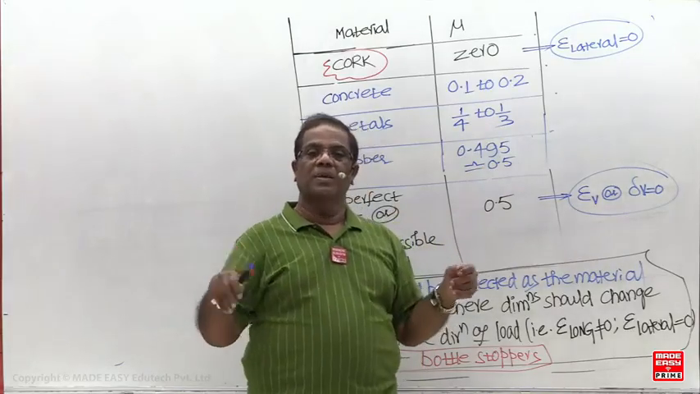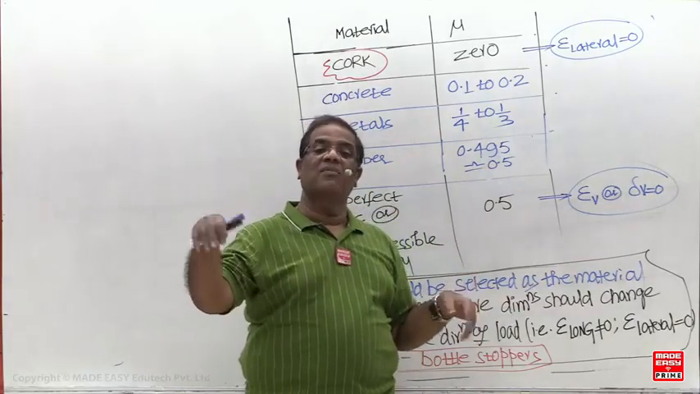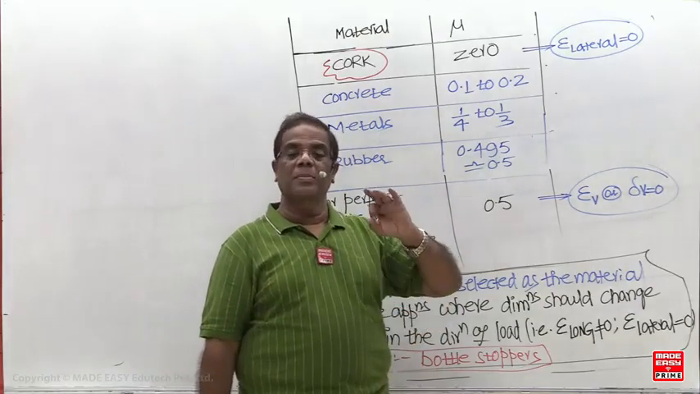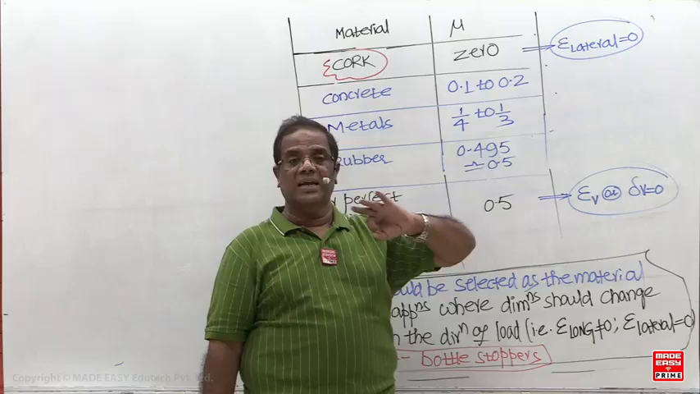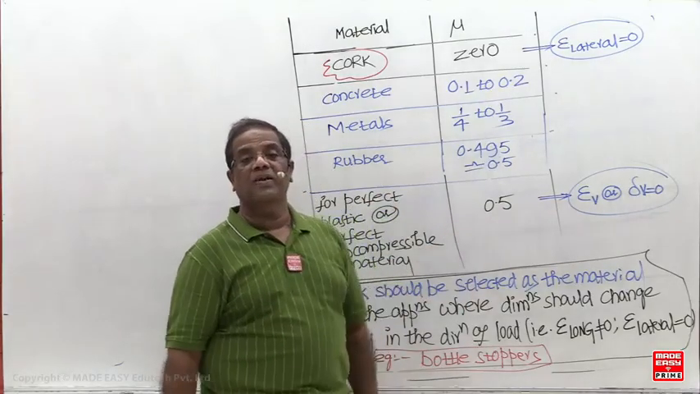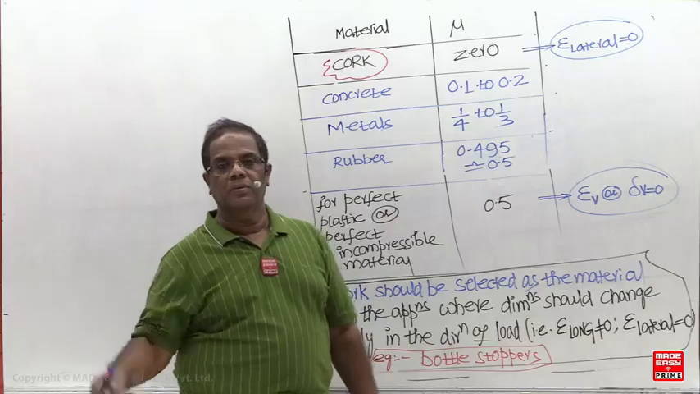Whatever may be the state of stress, whether it may be uniaxial or biaxial or triaxial, hydrostatic, any state of stress, when mu is equal to 0.5, the volumetric strain is 0.